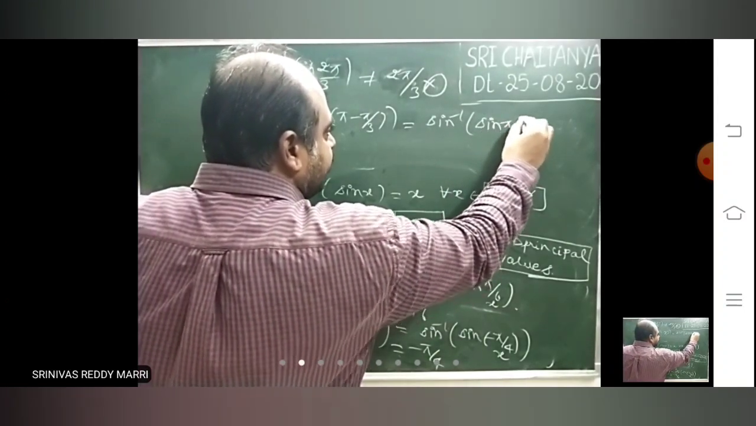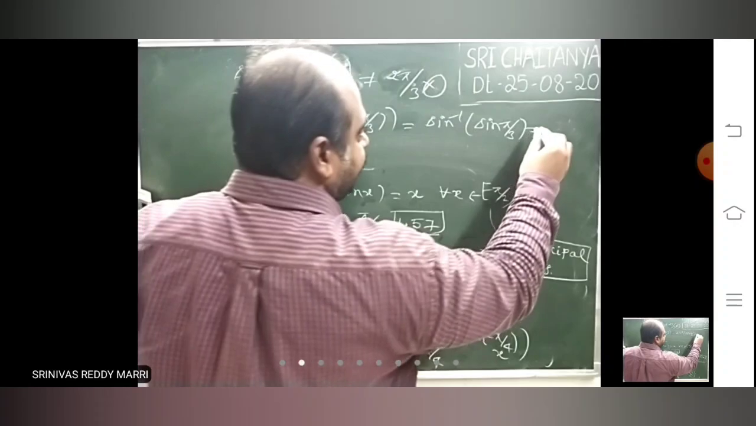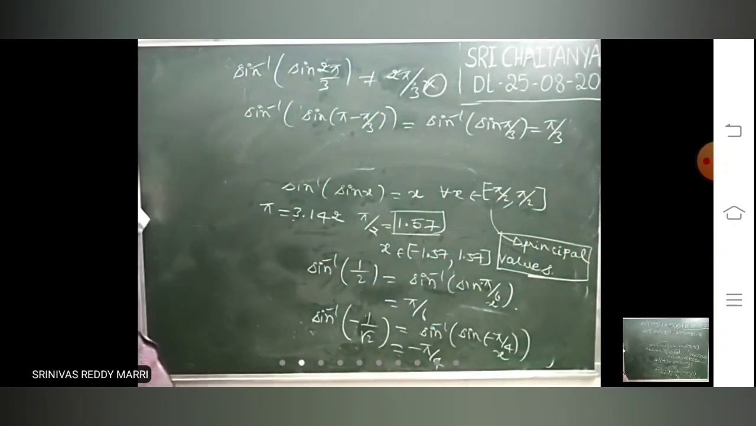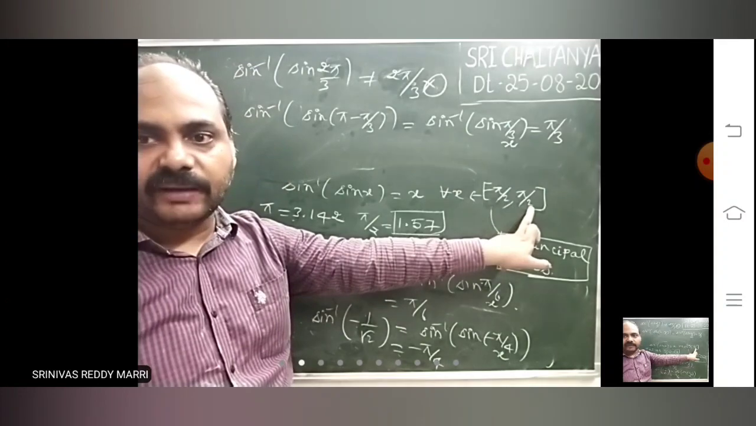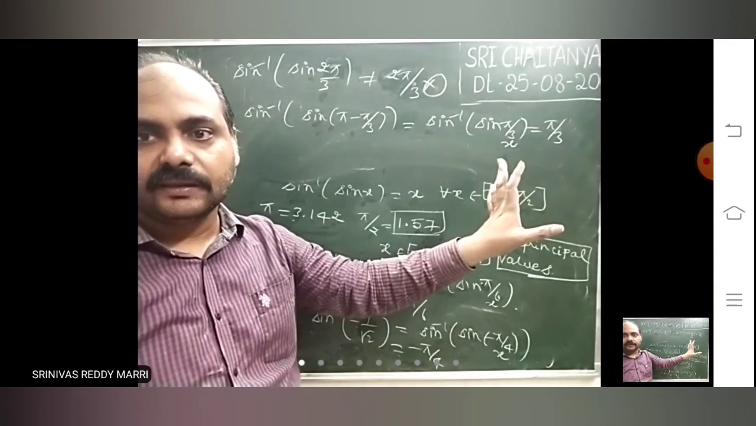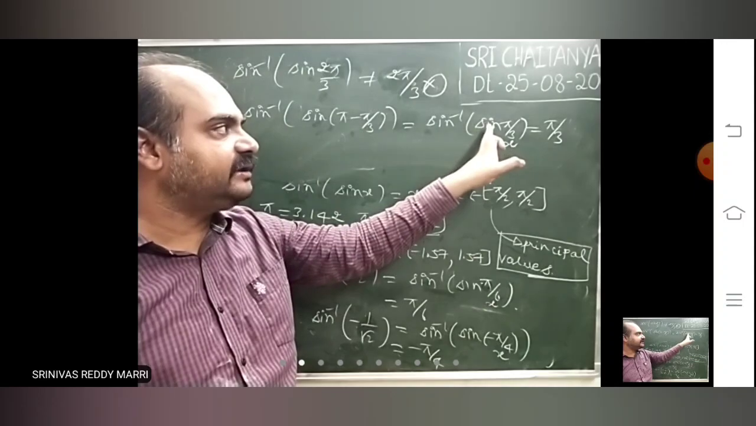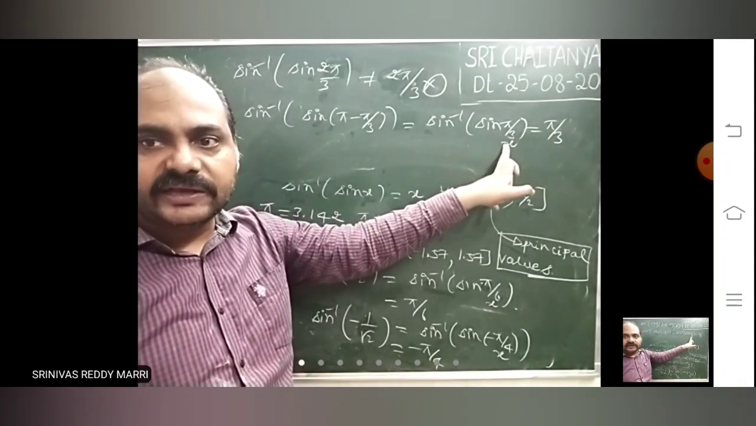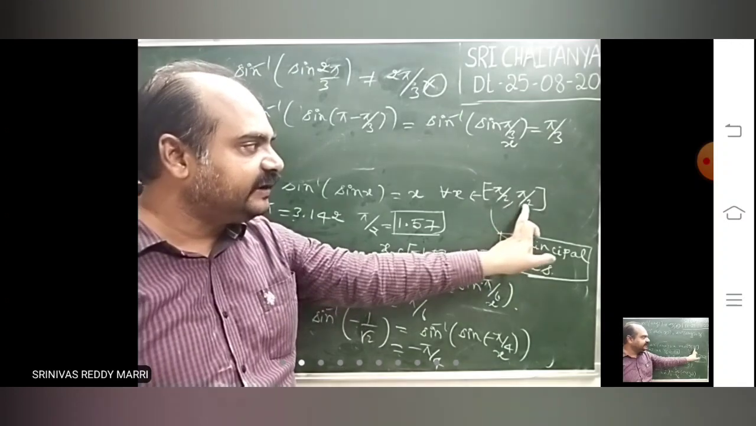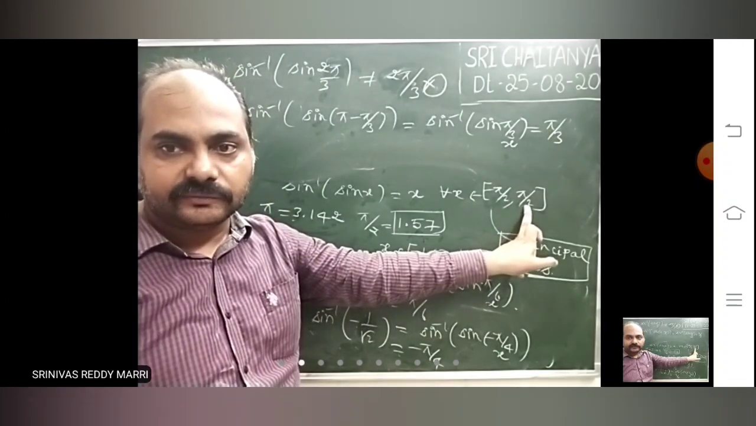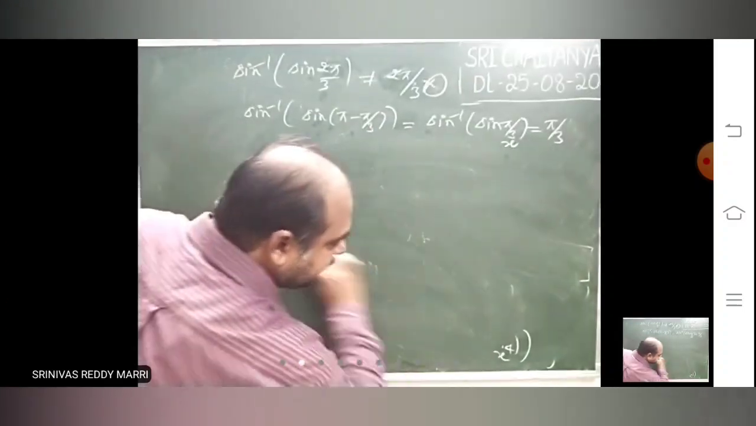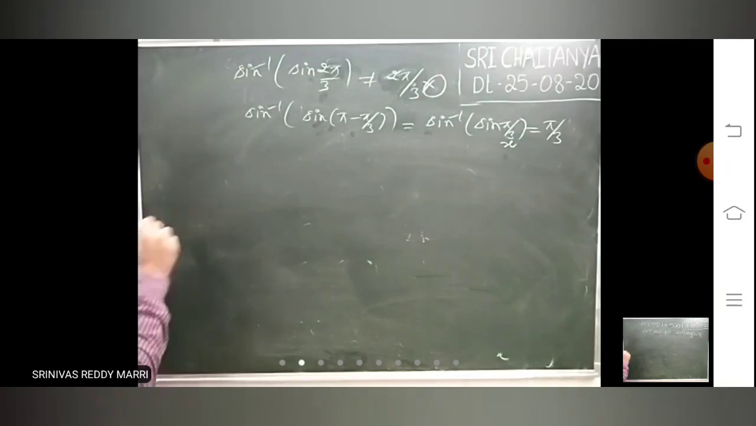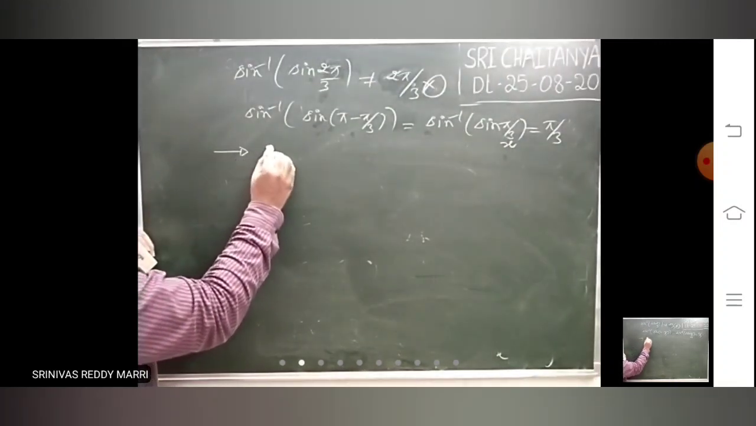Sine inverse sine pi by 3. So this is nothing but pi by 3. Now look at x. Sine inverse sine x, x is what? Pi by 3. That is lying between minus pi by 2 to pi by 2. Like that, always you have to convert that. In sine inverse sine x, you must convert the angle such that it will lie in the interval minus pi by 2 to pi by 2. Then sine inverse sine x equal to x.